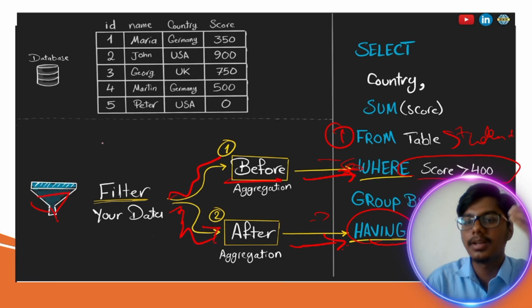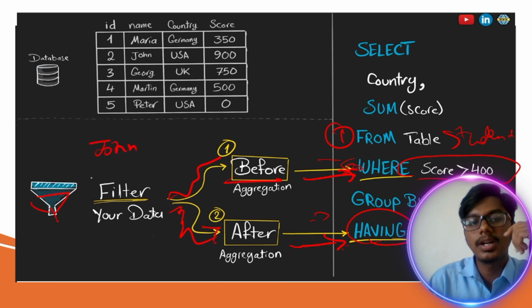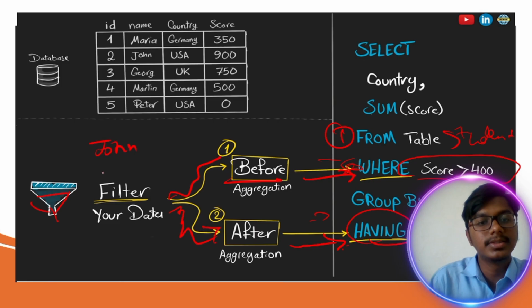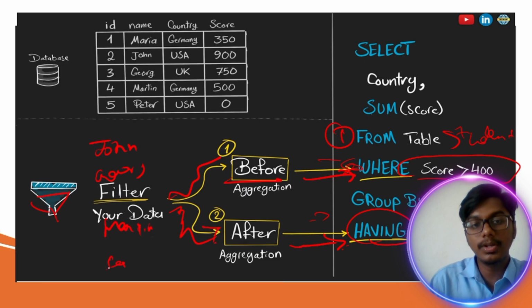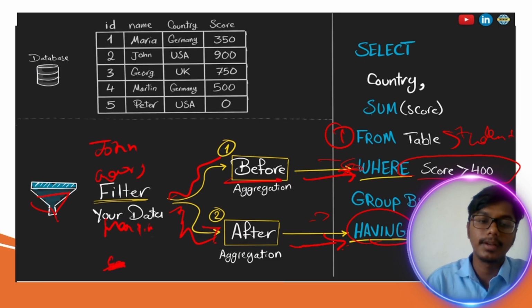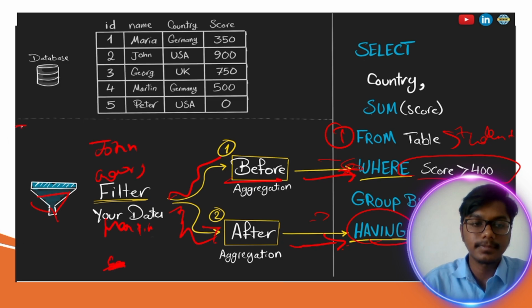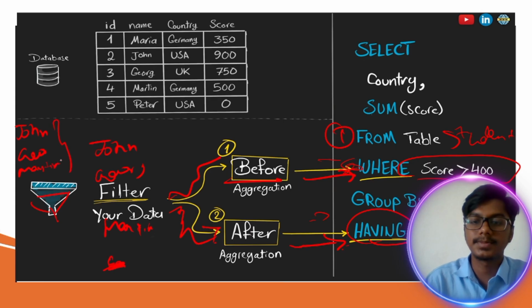Before aggregation, the rows whose score is greater than 400 come through: Maria doesn't, John comes, George also comes, and Martin also comes. Peter doesn't come. So the three people are John, George, and Martin. These are the people who come before aggregation, and then we group by the country.